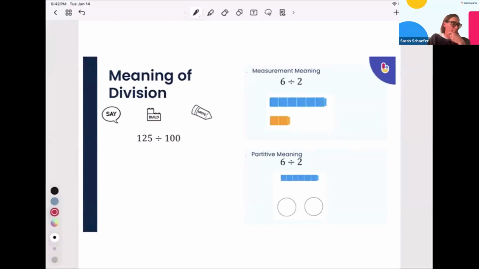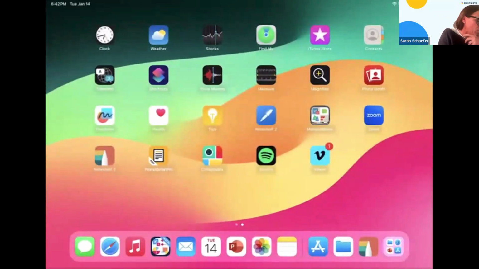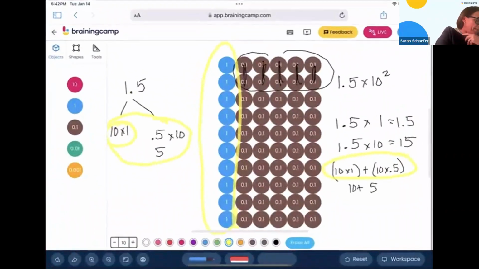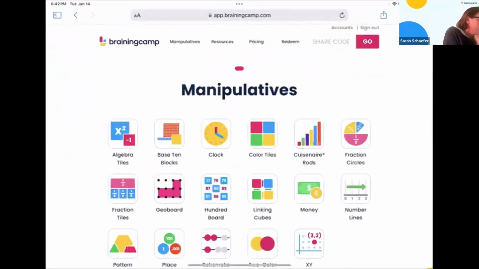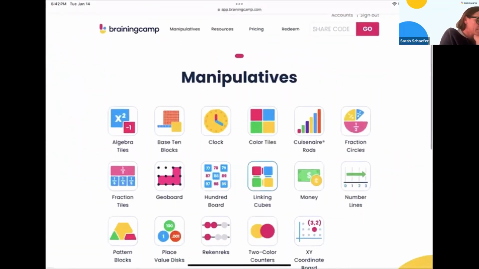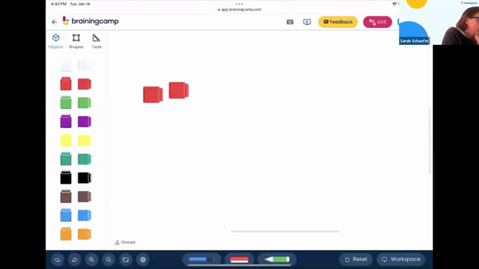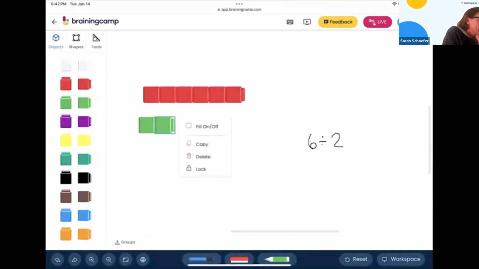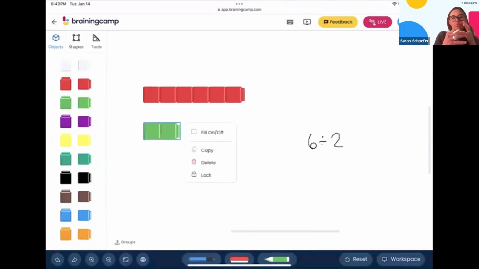We have the measurement meaning of division. And so with that measurement meaning, I'll just grab some linking cubes here. And in that picture, I've kind of demonstrated it. We can say, okay, if we just take something they know, in 6, how many 2s? In 6, we can see that there's 1, 2, 3 2s. So that's that idea of how many 2s fit in.